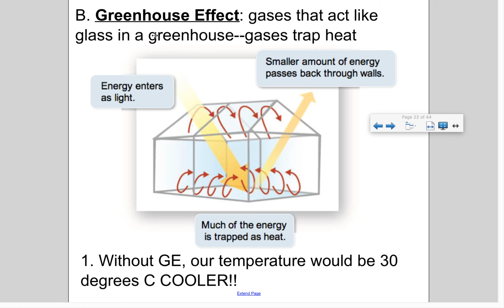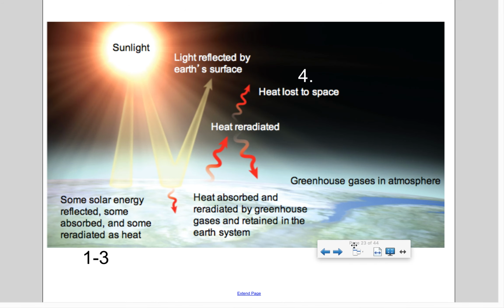However, people think the greenhouse effect is really, really bad. It's actually a good thing. Without the greenhouse effect, our temperature would be more than 30 degrees Celsius cooler. Okay, so without the greenhouse effect, life would not be where it's at right now. So here's a diagram showing sunlight and what four things can happen to sunlight as it reaches Earth.